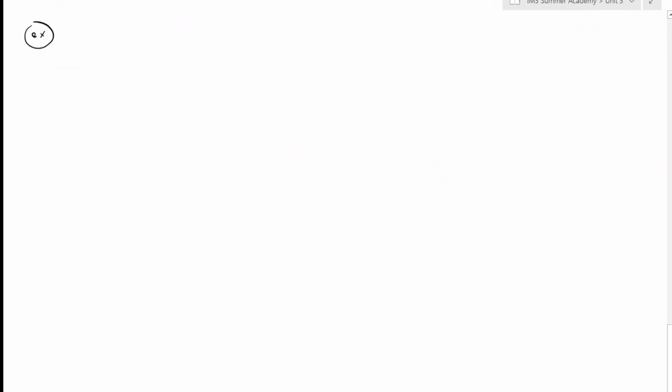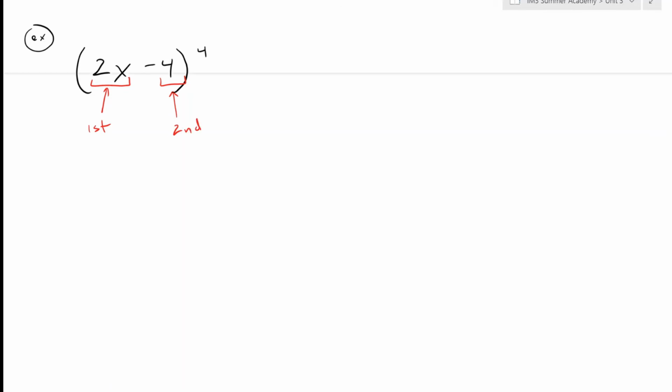Check out another example. Let's say it says (2x minus 4) to the power 4. Now notice, first piece is 2x, keep it together. Second piece is positive 4. The minus sign is going to do something later. Keep that separate, okay? This is a minus sign separate from the 4. So what this means is we're going to look at row number 4.